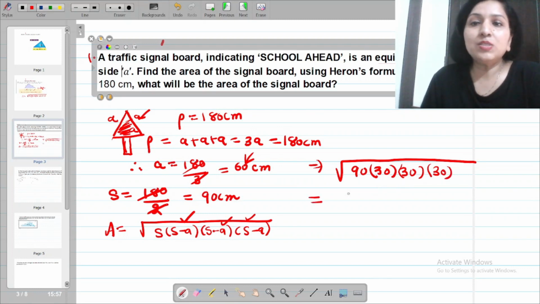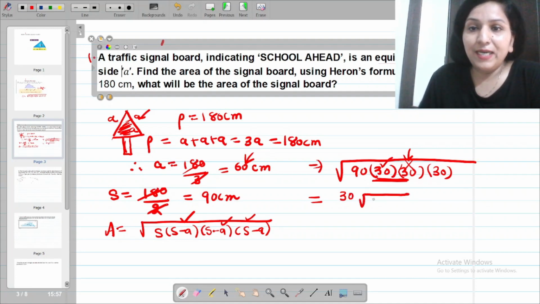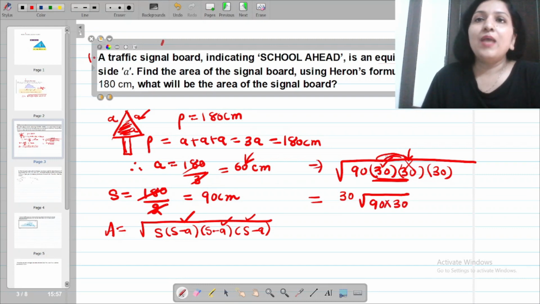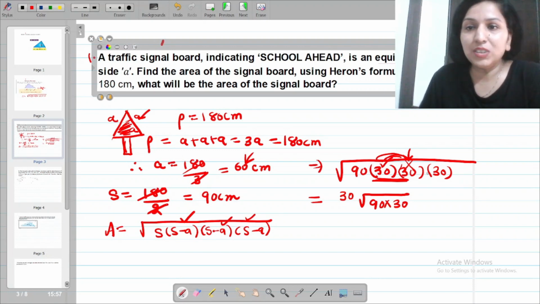How do we find the square root of any number? If two similar numbers are getting multiplied inside the root, one of the numbers vanishes and one number goes out. So out of these two 30s, one 30 I can directly take out. Another one I am now left with is 90 multiplied by 30. How have we done this? Out of these two 30s, I have taken one 30 out. I am left with 90 into 30.